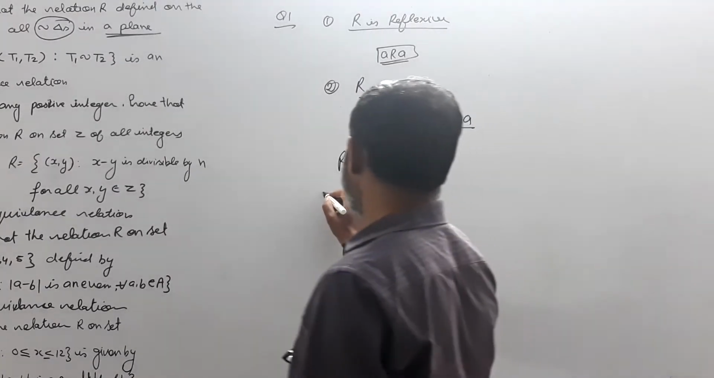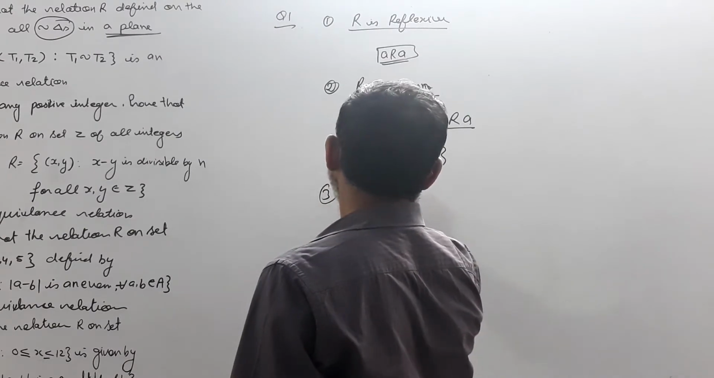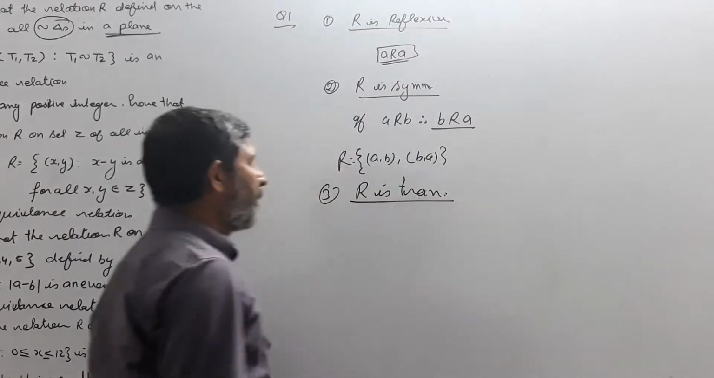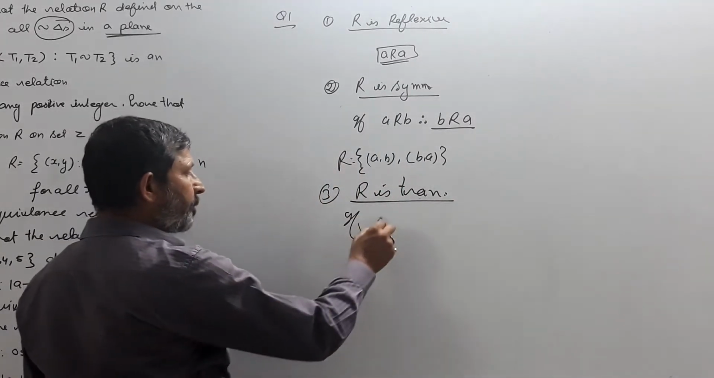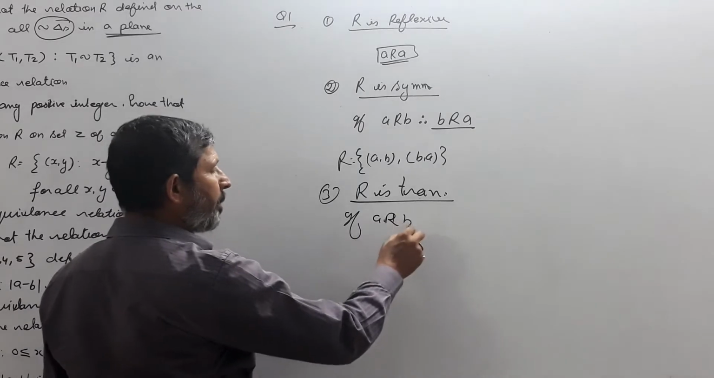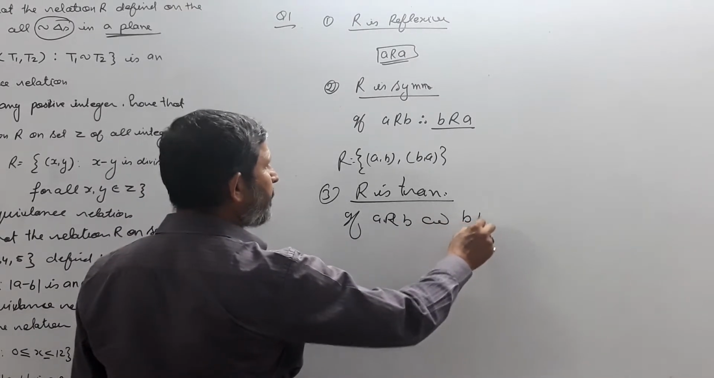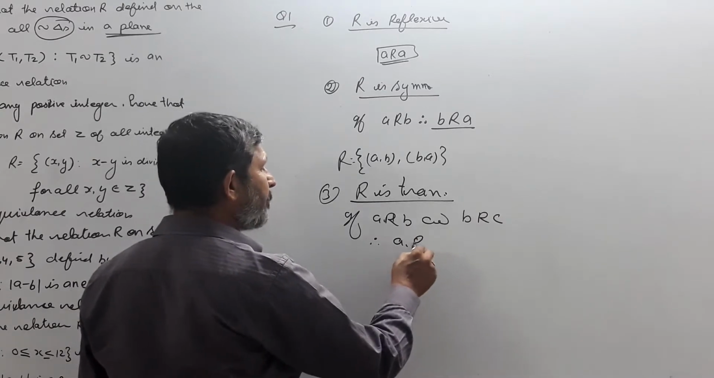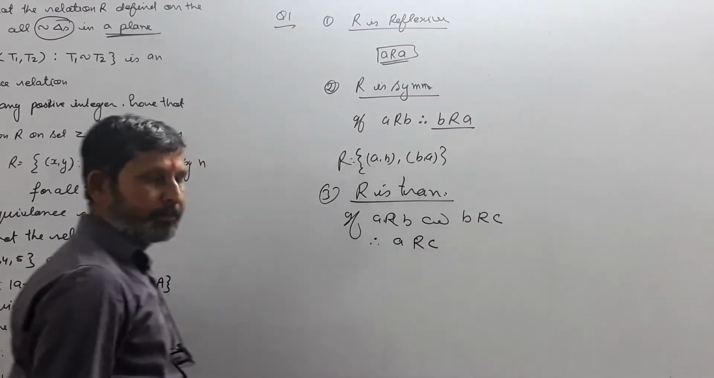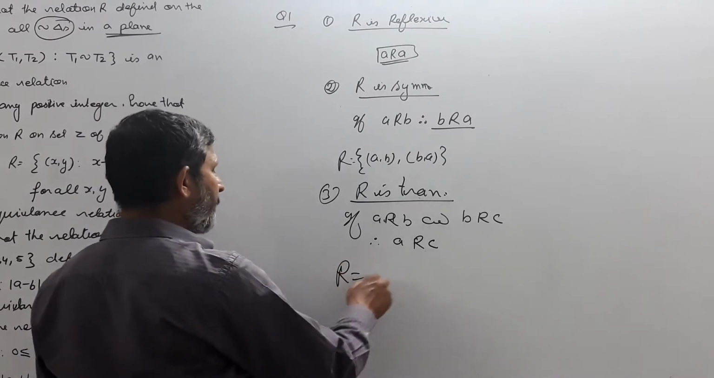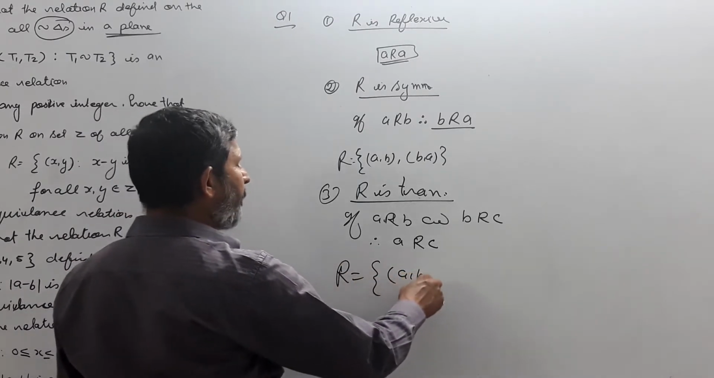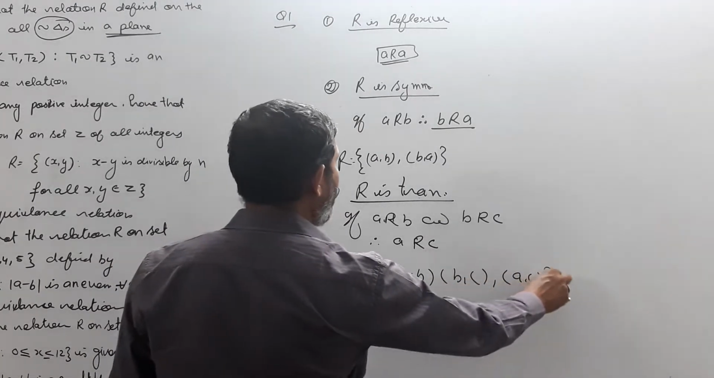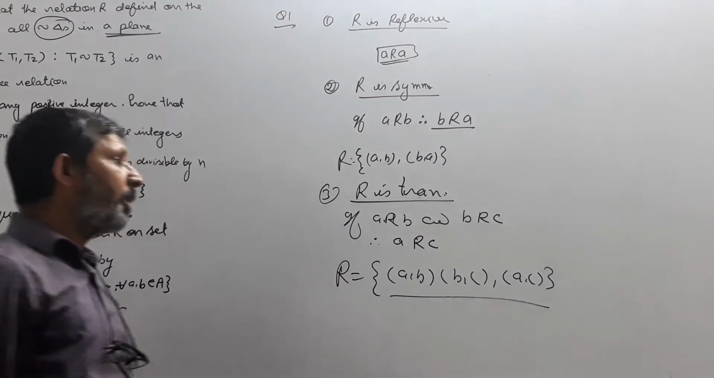Third part, R is transitive. The condition for transitive: if A is related to B and B is related to C, then that relation also contains A related to C. Or the relation containing (A, B), (B, C) and again (A, C), then the relation is known as a transitive relation.